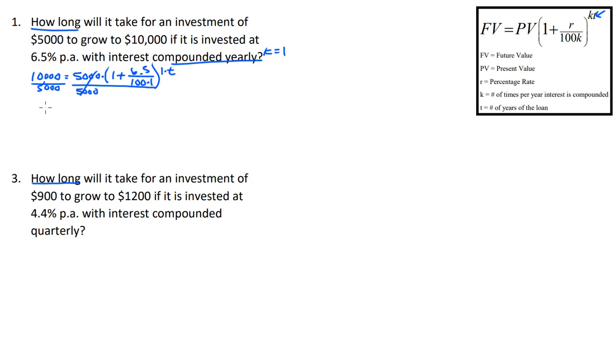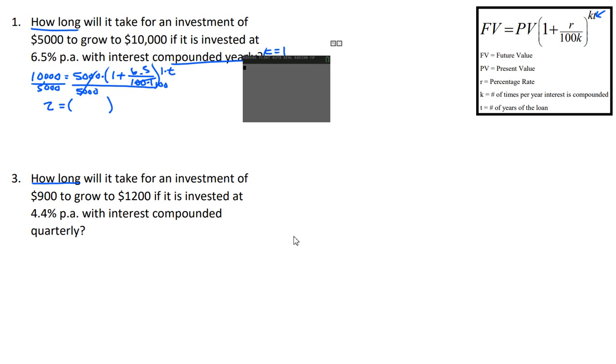So 10,000 divided by 5,000 gives us 2. And actually, if you think about it, this number over here is going to tell you how many times more money you're going to end up with. So 5,000 times 2 gives us 10,000. So we're looking at how long it is going to take for our money to double. Okay, so we now can figure out what this is in here. Let's simplify that. 100 times 1, that's just going to be 100, right?